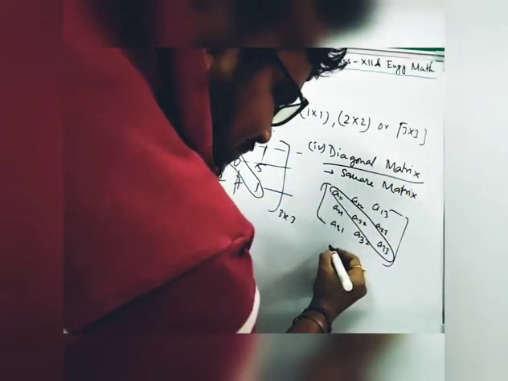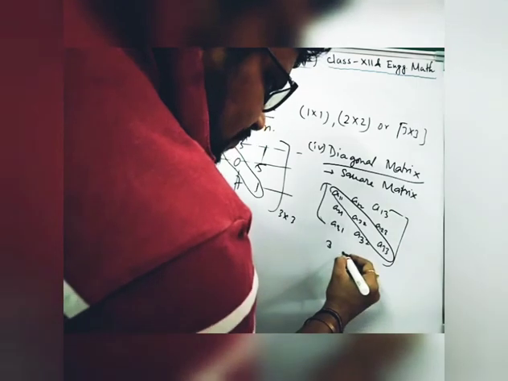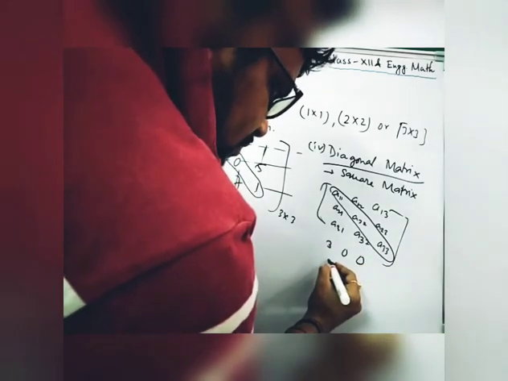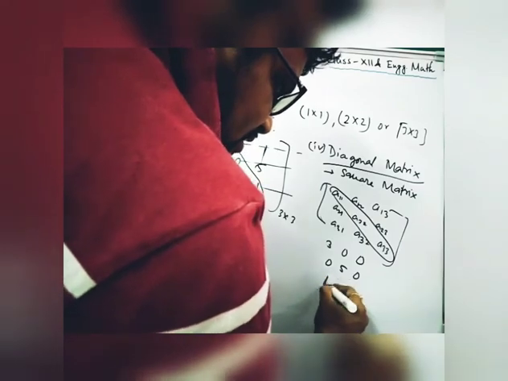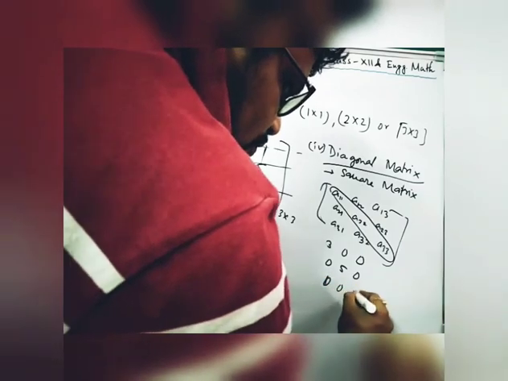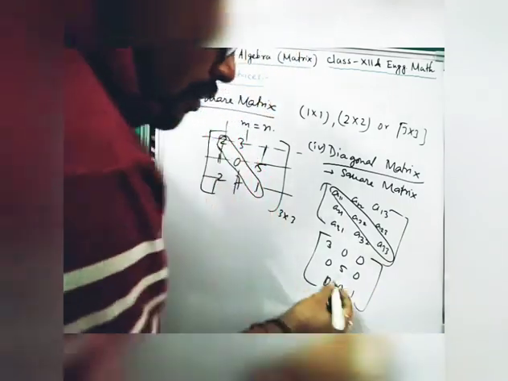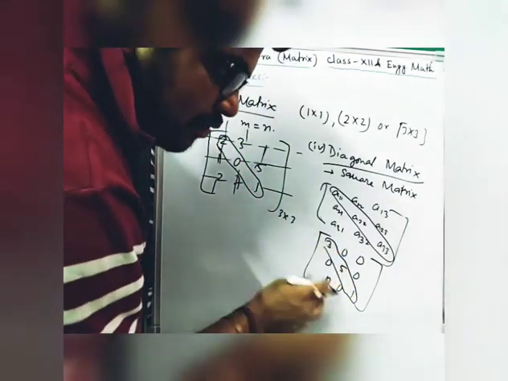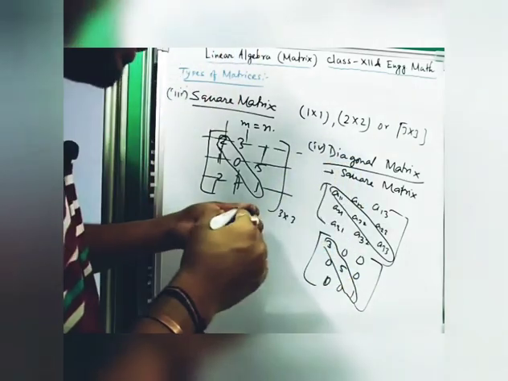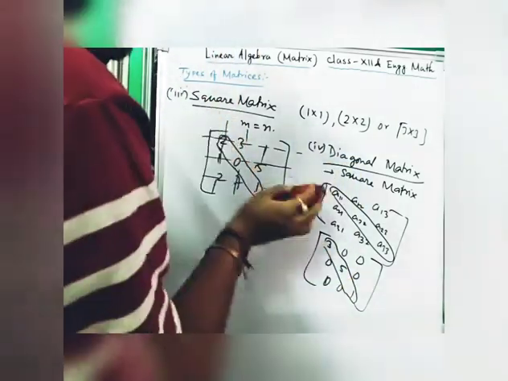Suppose I give an example so you can understand: 3 0 0, 0 5 0, 0 0 1. You can see only the diagonal values exist. Only the diagonals are non-zero, and the rest of the values are 0. So that is called a diagonal matrix. This is all about square and diagonal matrices.